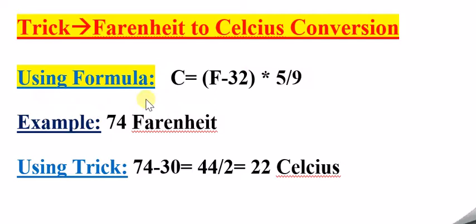Using this formula, I hope you are aware: C equals (F minus 32) into 5 by 9. This is the basic formula which is very important. Please remember, degree Celsius is equal to (F minus 32) into 5 by 9. Suppose F is given, then substitute it, subtract 32, and multiply by 5 by 9, and we will get the value in degrees Celsius. This is the main method which we usually adopt.